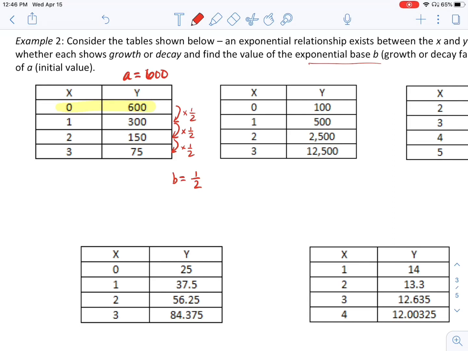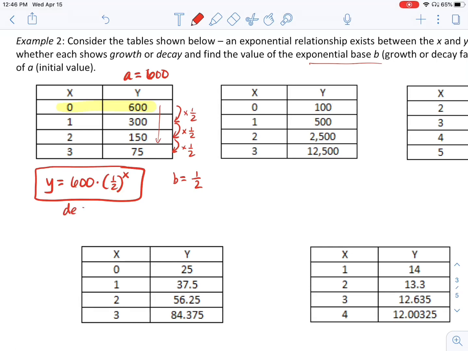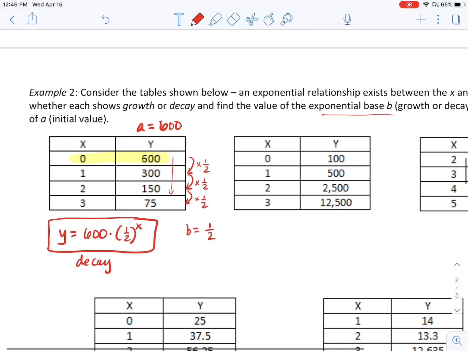That tells us something immediately, that we know with certainty that this has to be an exponential decay model because b is between 0 and 1. You can also have some additional evidence that the y values are decreasing, so more than likely it's a decay model, but you have to check that. So our equation should be 600 times 1/2 to the x. That is our specific exponential model shown in this table. And we can state that it's an exponential decay.